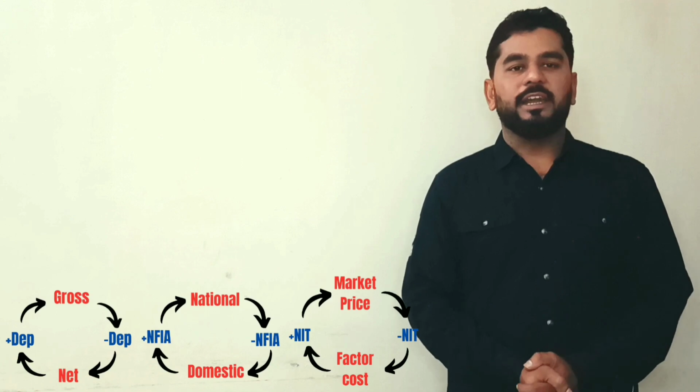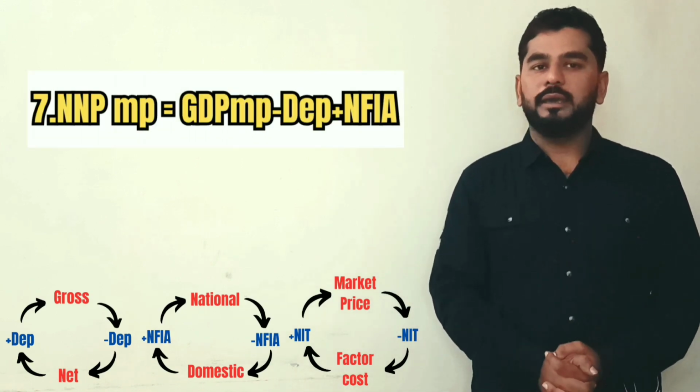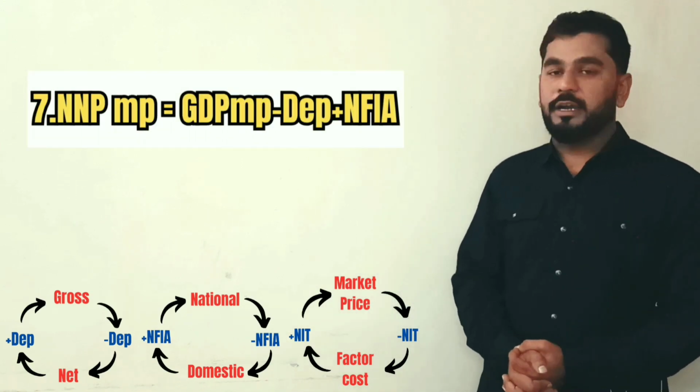The seventh aggregate of national income accounting is NNPMP, that is net national product at market price.